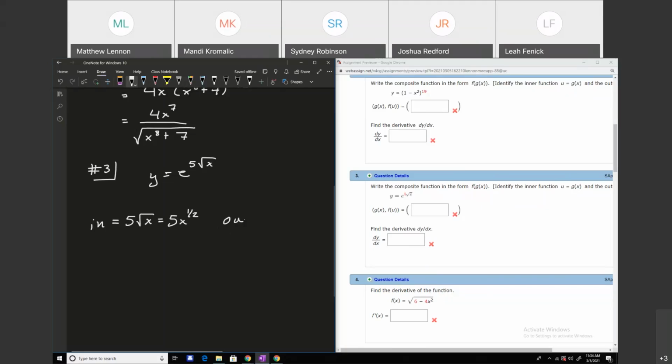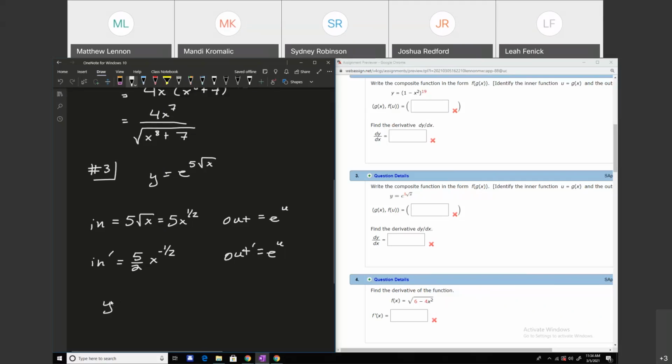And our outside function would just be e to the u, which makes the derivative of the outside really easy. The derivative of e to the u would just be e to the u. The derivative of the inside would be 1/2 times 5, which is 5 over 2, x to the minus 1/2. Oh, no, this is right. 5 over 2x to the negative 1/2.